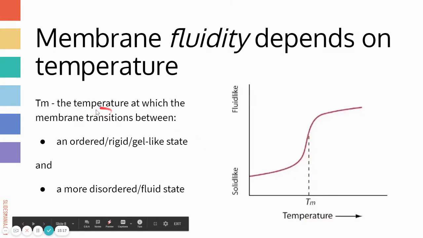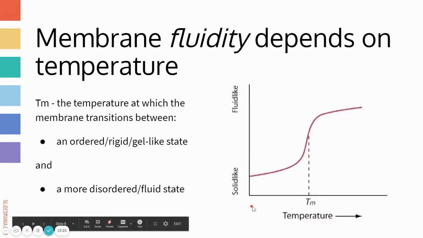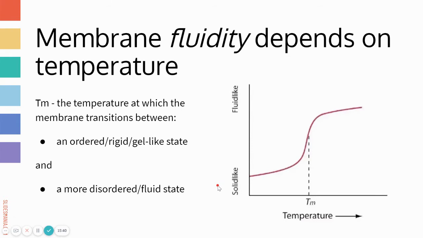So that's the temperature at which the membrane is transitioning between this more solid-like state and this more liquid-like state. So membrane fluidity depends on temperature as well, and we're talking about warmer temperatures meaning more fluid-like characteristics, cooler temperatures meaning more solid-like characteristics.